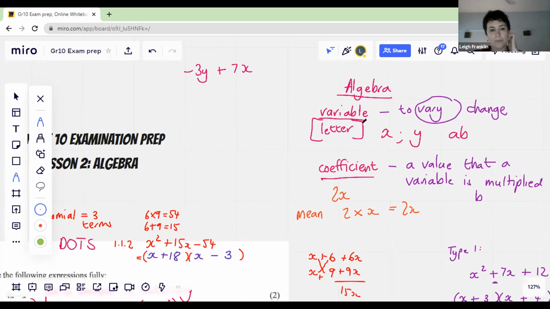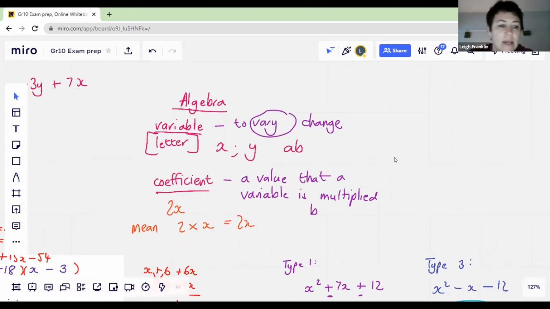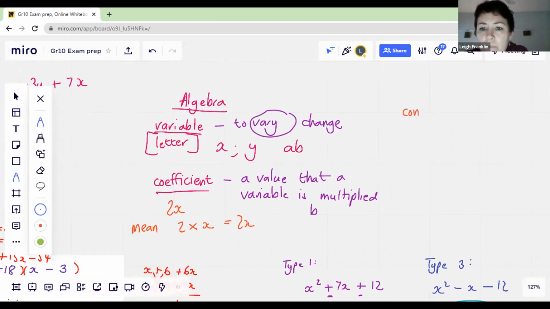Okay, good job. Now the other thing that you need to know, another word, thanks Sam, thanks Lizzie. Another word that we need to know when we talk about algebra is the word constant. A constant is like the opposite of a variable. Constant means does not change. It means it stays the same, it's always the same, okay?